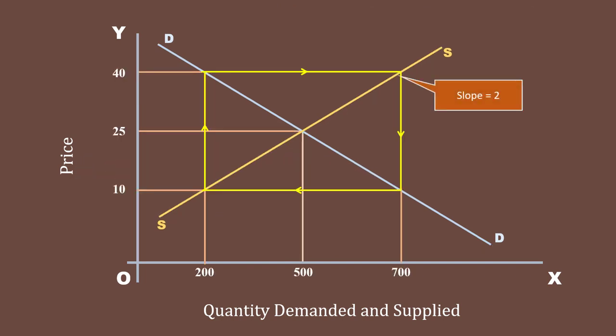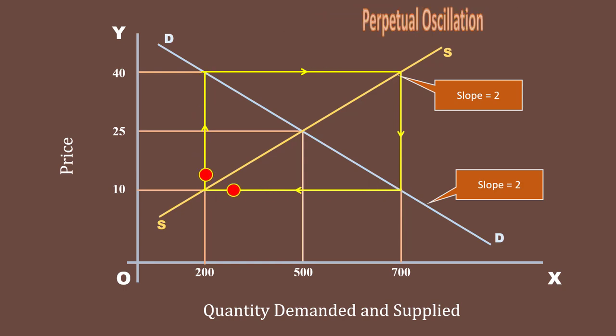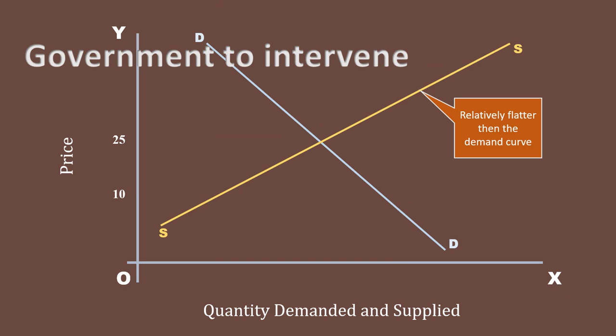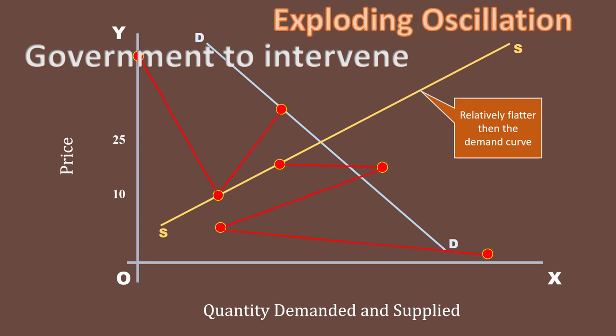When the absolute slope of the supply curve is equal to the absolute slope of the demand curve, any disequilibrium will cause perpetual oscillations. When the slope of the supply curve is relatively flatter than the demand curve, any disequilibrium will cause exploding oscillations in the market. Perpetual or exploding oscillations will not re-establish stability in the market. Under such conditions, government must take necessary steps to stabilize the market.